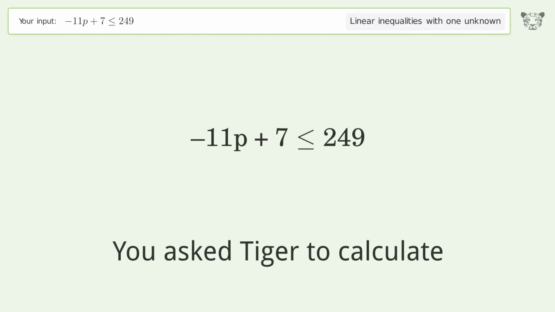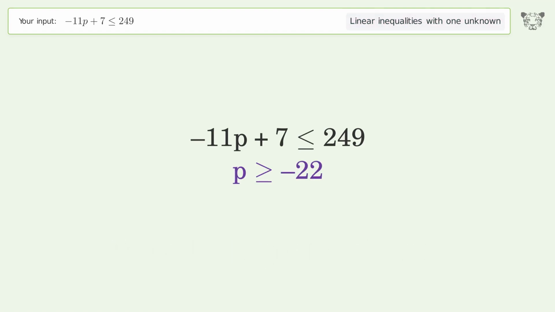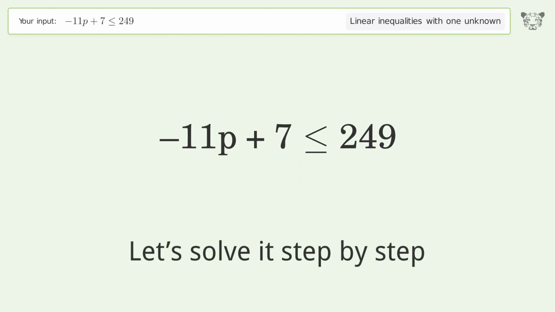You ask Tiger to calculate. This deals with linear inequalities with one unknown. The final result is p equal or greater than -22. Let's solve it step by step.